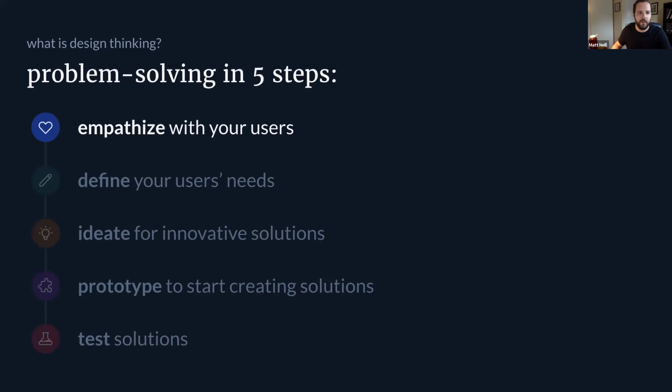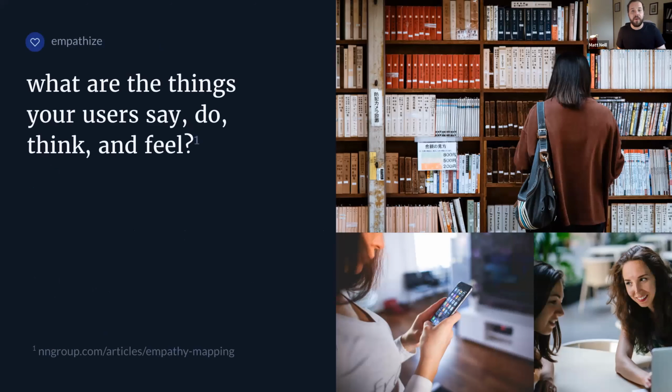So today we're going to hop through all of these, starting with empathizing with your users. Really what we're trying to figure out at this point in the design process is what are the things that your users say, do, think, and feel. What we're really trying to do is just get to know our users. If we have a good idea of who these people are, we can actually solve their problems a little bit better if we can relate to them.